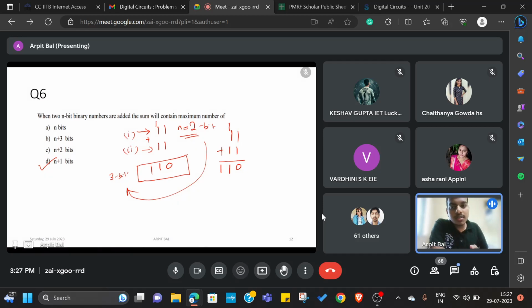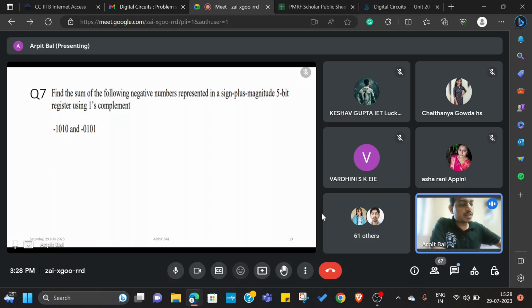Correct? Because it was 1 1 0, it's a 3-bit representation, and we can show the same thing if we repeat with n is equal to 3, n is equal to 4, or n is equal to anything. We will obtain the result as n plus 1. So the maximum number of bits will be n plus 1 bits. I hope that this part is clear. If this is clear, then let's proceed with the next question.